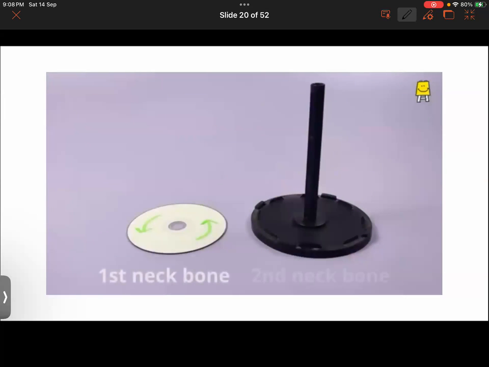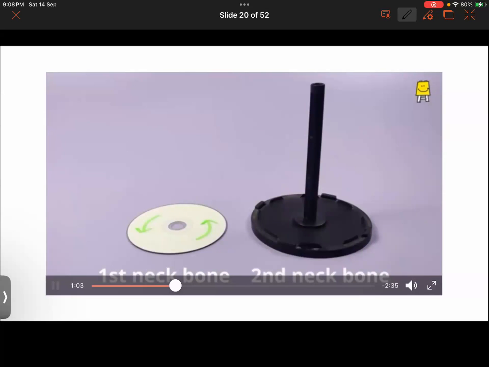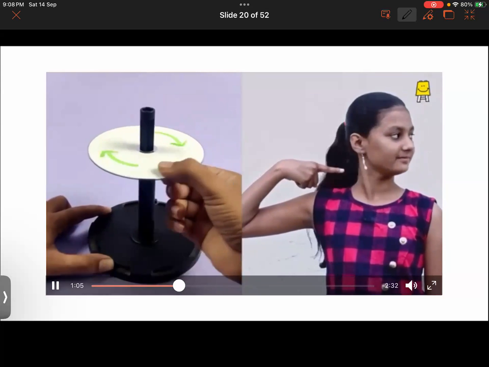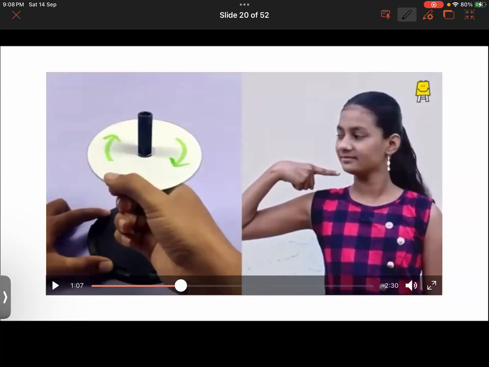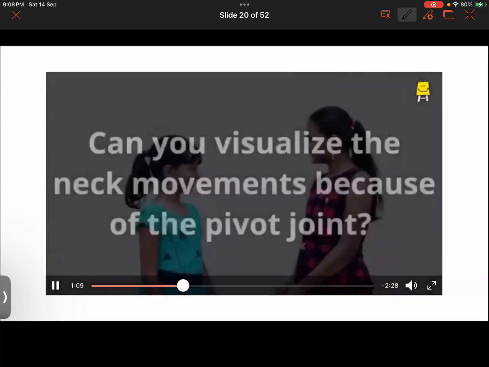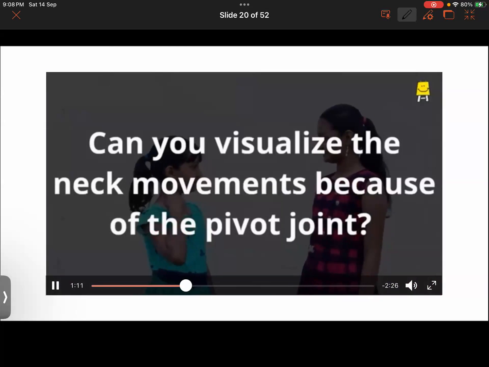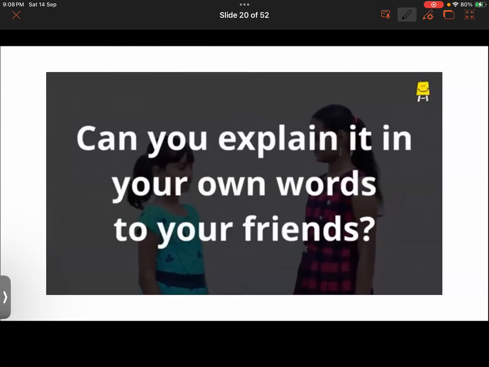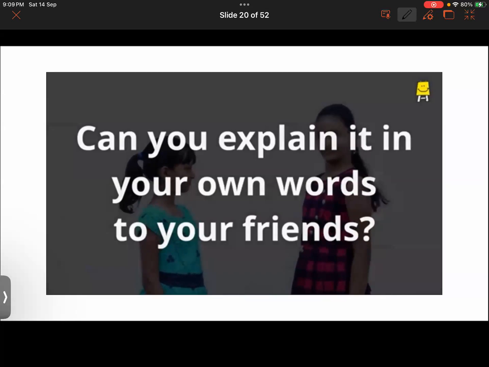The pivot joint between the first two bones of the neck, this was the model of the pivot joint in the neck here. It allows you to move your neck from side to side. So we are not able to do a 360-degree movement. We are able to move our neck only side by side. Can you visualize the neck movements because of the pivot joint? Can you explain it in your own words to your friends?